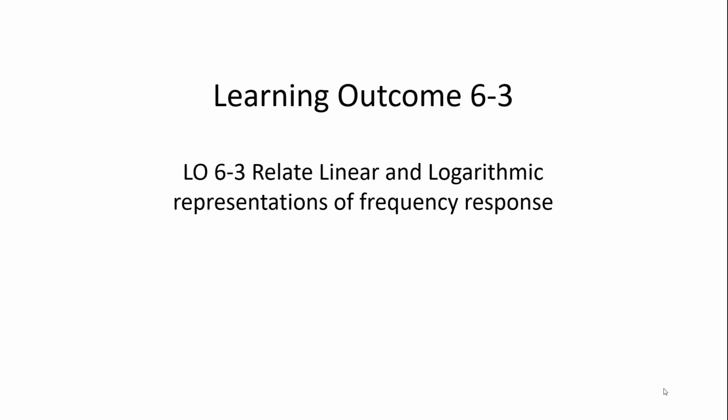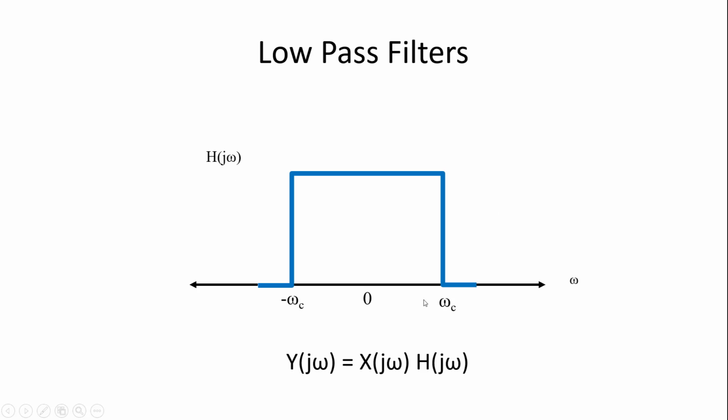Learning Outcome 6.3: Relate linear and logarithmic representations of frequency response. We talked about ideal filters having a stop value of 0 and a pass value of 1. And we talked about ideal filters and real filters. But these pictures were all linear representations, linear in frequency, linear in amplitude.